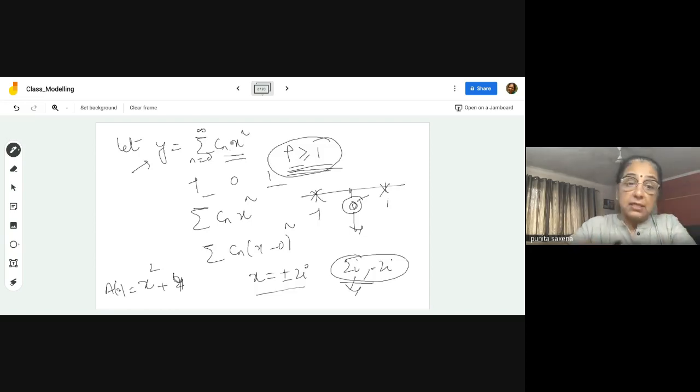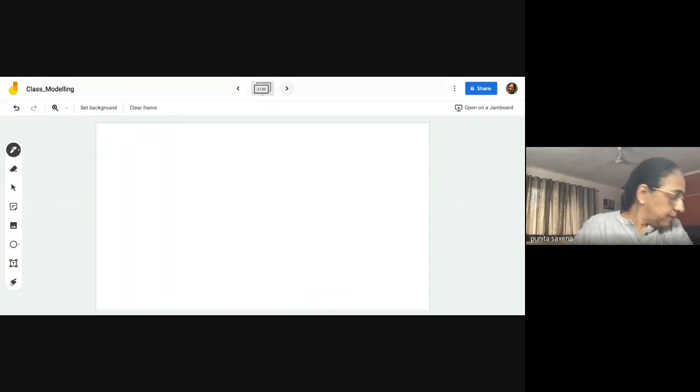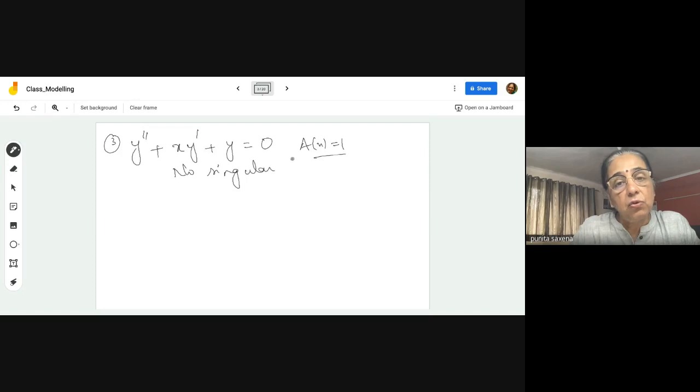Okay, but sometimes what happens is, for example, this was the first problem, 8.2. Yeah, the third problem, if you just look at that. Question number 3 is something like y'' + xy' + y = 0. Now in this case, your a(x) is 1. So it never vanishes. That means this particular differential equation has no singular point.